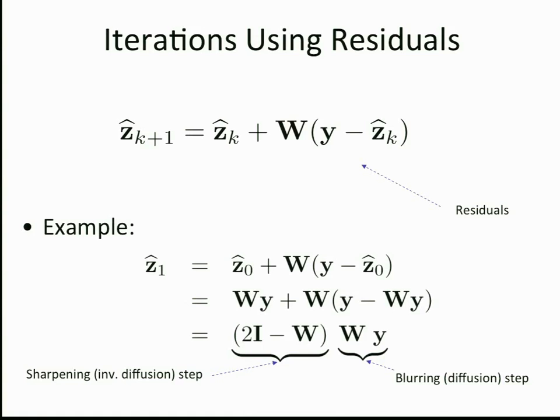There is a blurring operation, and if you think of W times Y as a low-pass filter, 2I minus W is a high-pass filter. So it's a low-pass followed by a high-pass. What this does is it blurs, followed by sharpening. Each iteration is a blur followed by a sharpening, both steps being data dependent.